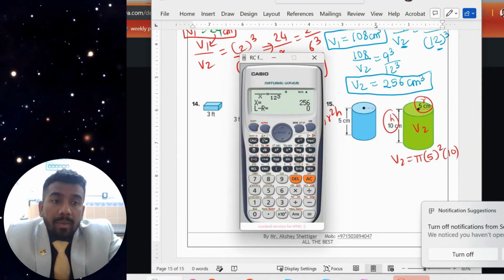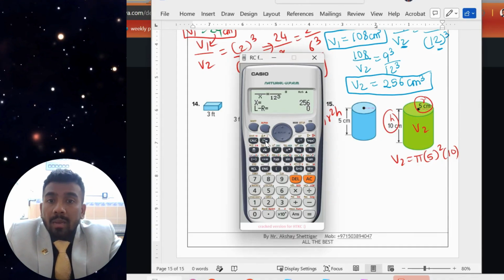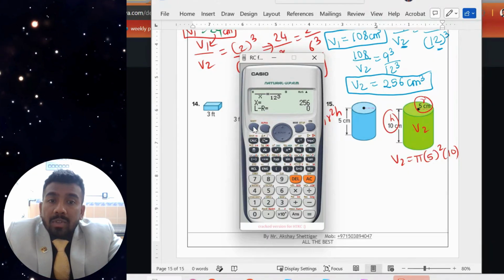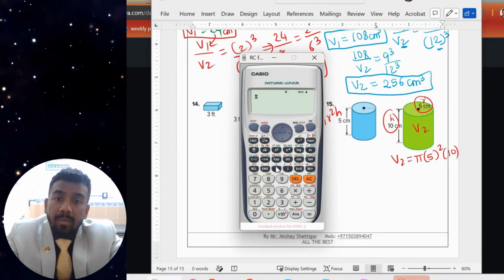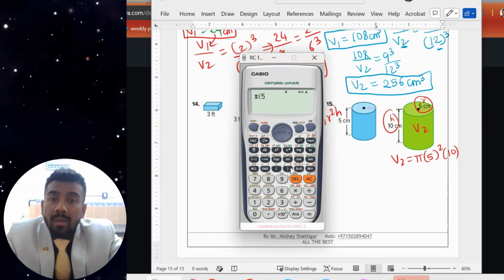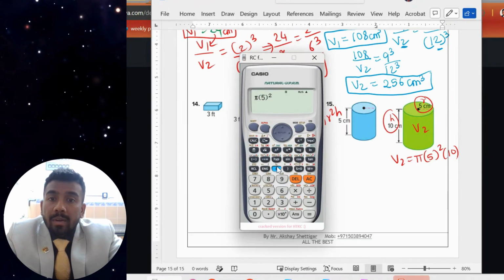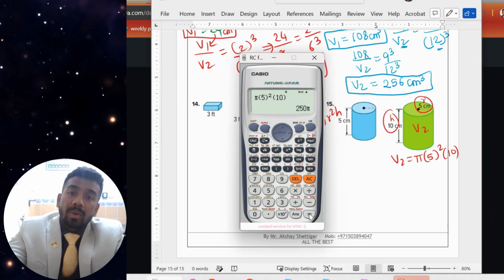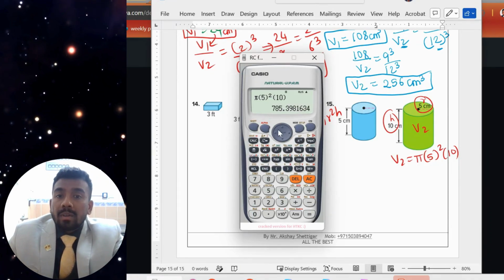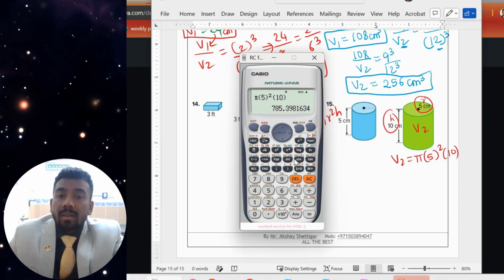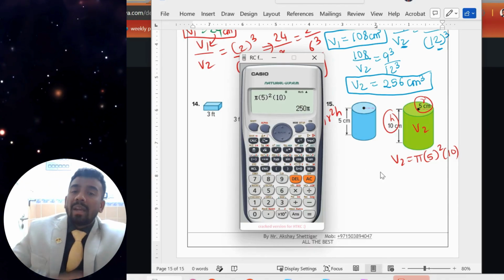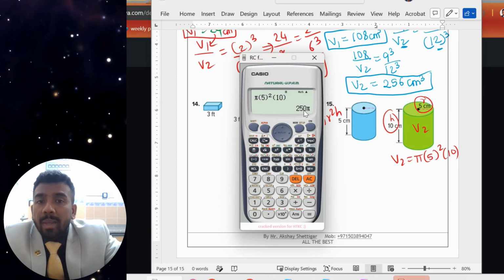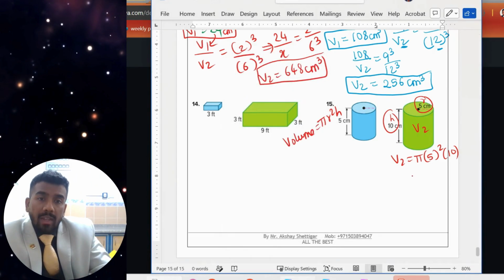What will it be? So what do you have? Shift pi, bracket 5 close, square, times 10. Okay, so what do you get as the answer? 785. Let it be in pi. Okay, because at the end when we need volume, that time we will take the decimal. So it's 250 pi.